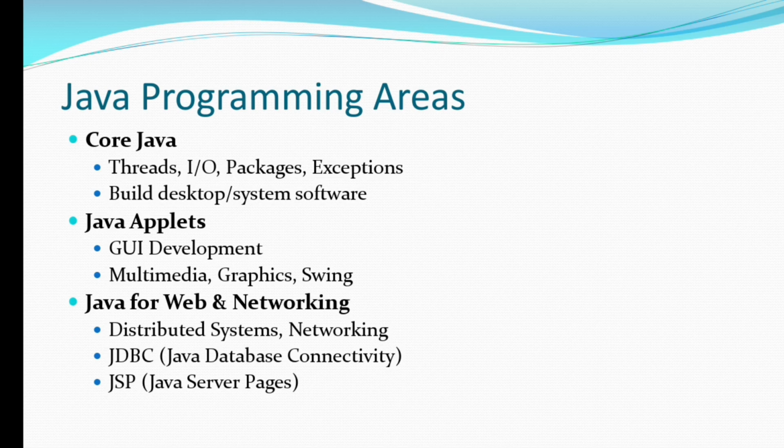Next, Java programming areas. You have core Java, Java applets, and Java for web and networking. Core Java comes under threads, IO packages and exceptions, and building software. Applets cover GUI programming, multimedia, graphics, and Swing. Java for web and networking comes under distributed systems, JDBC and JSP.